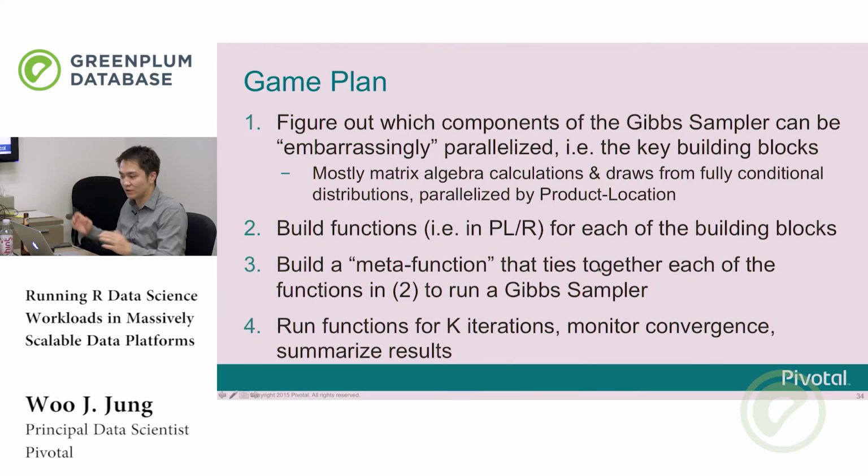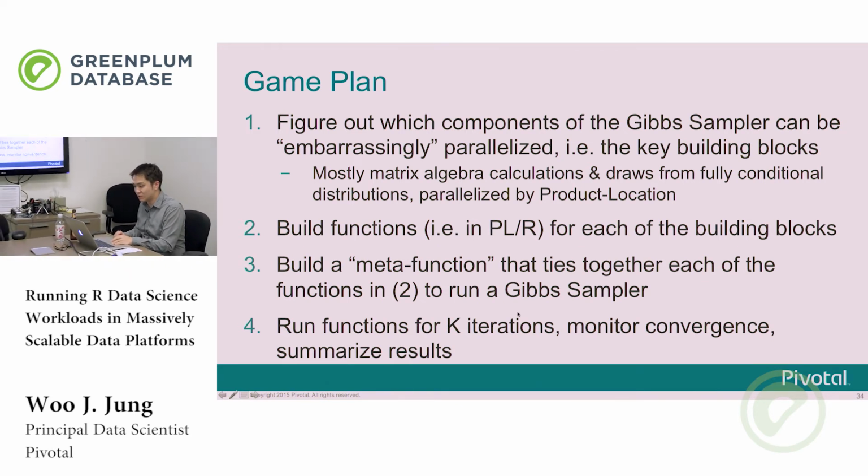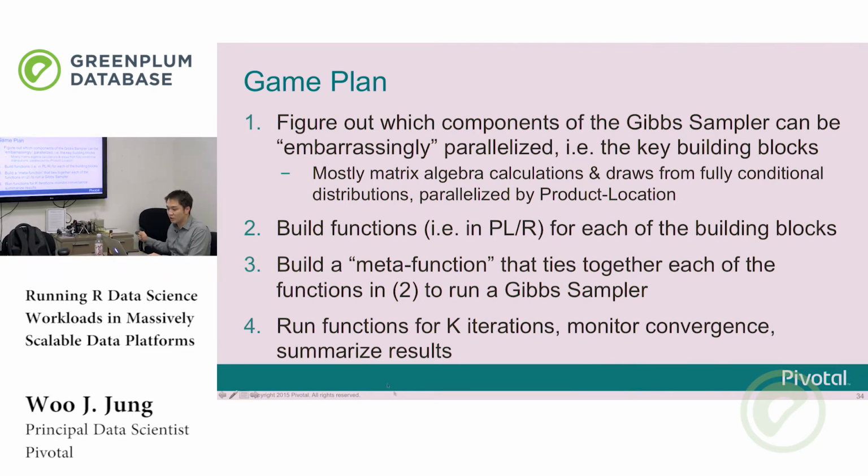And this meta function is kind of like an orchestration layer, where it tells which of these building block functions should be run at which point in time, and then gathers information as needed from the building block functions to aggregate and update the algorithm. Stages 1 through 3 would define one iteration of a Gibbs sampling routine inside of Greenplum. You can then run this function for k iterations, monitor convergence, and then summarize results to produce at the end of your routine.